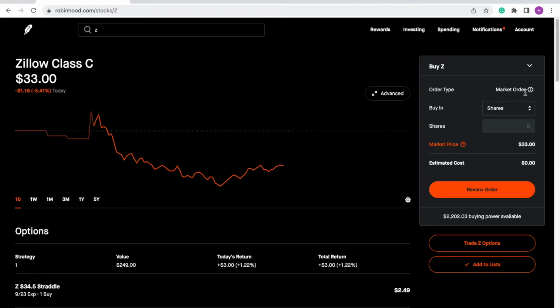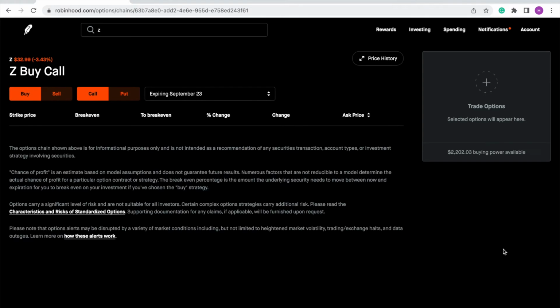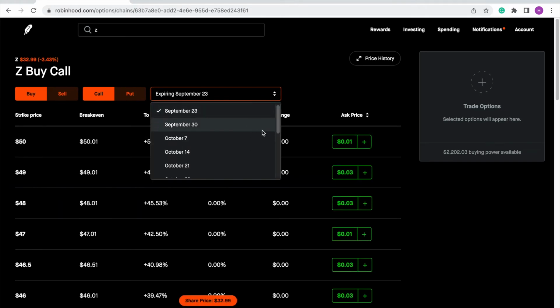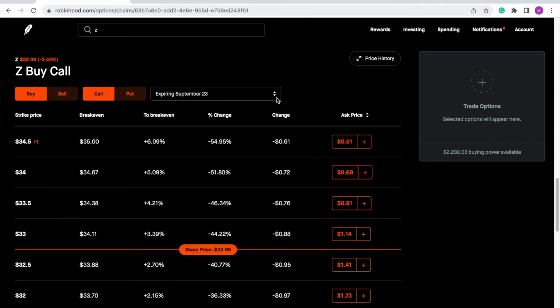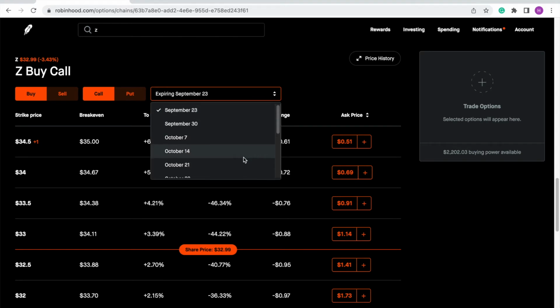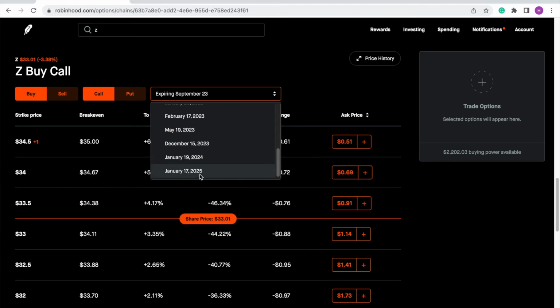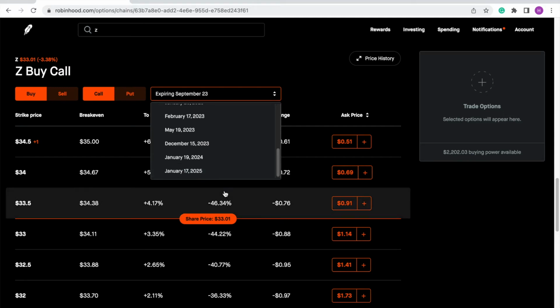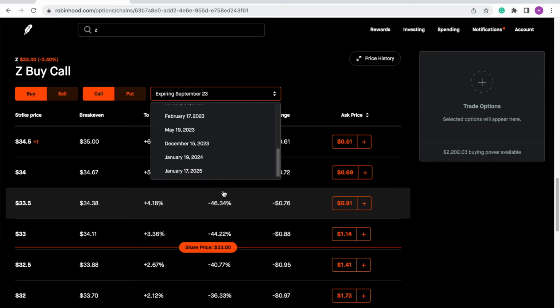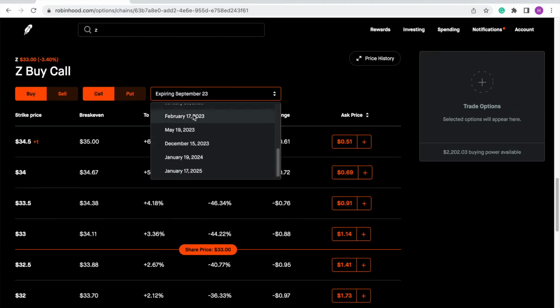So we go on the right-hand side. This interface right here is if you just want to buy a share. But we're actually going to go right here where it says Trade Z Options. And right here on the right, this is where we pick the expiration date. This is where you pick until when that contract is going to be active. Like I mentioned, some option chains go all the way out to January 2025. So you can buy an option that's valid up to 2 years out, which is great if you want long exposure, or if you want to hedge your exposure to a certain market. That is why a lot of people use these types of derivative or option chains.